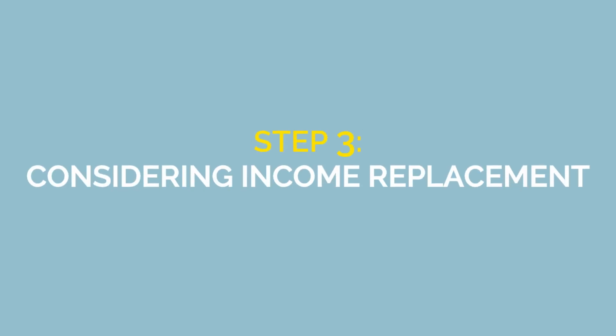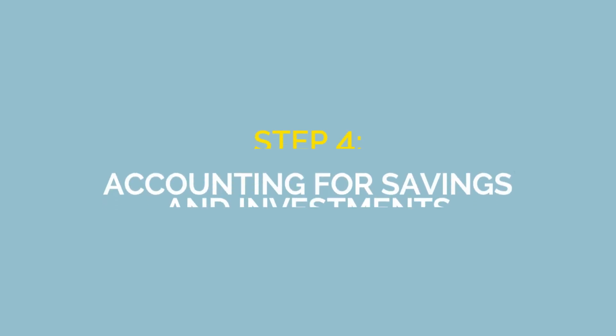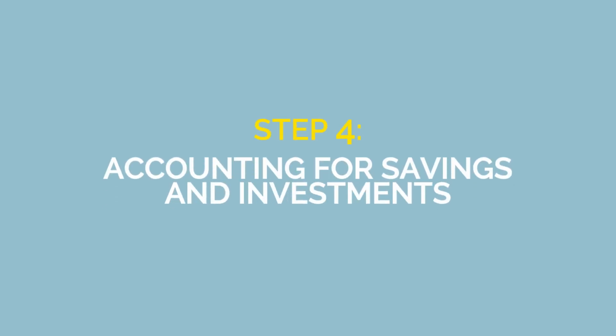Now, the next step is we want to consider income replacement. So think about the amount of net monthly income you bring in every single month, multiply that by 12, and then again, like the expenses, you want to multiply that by the number of years you want to offer that protection for your family.